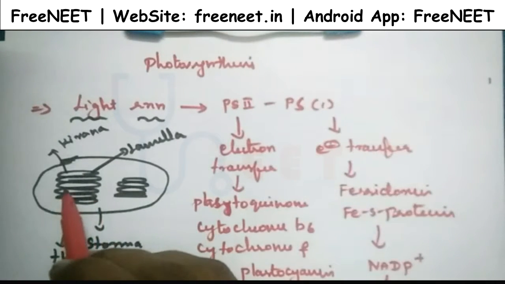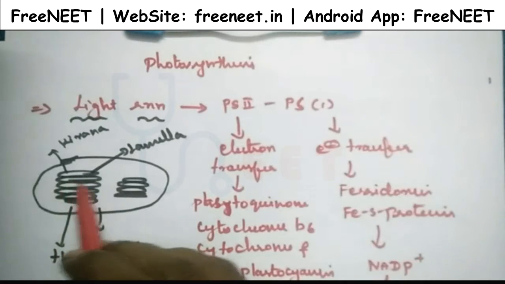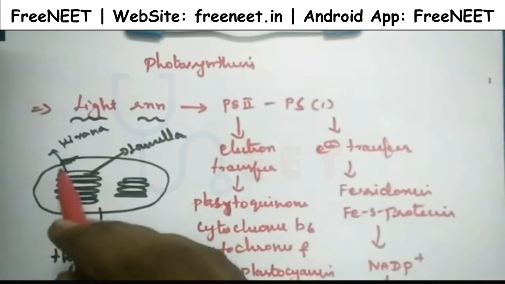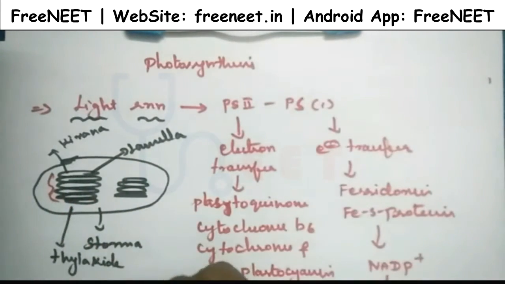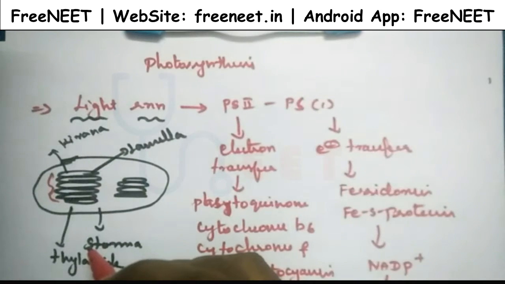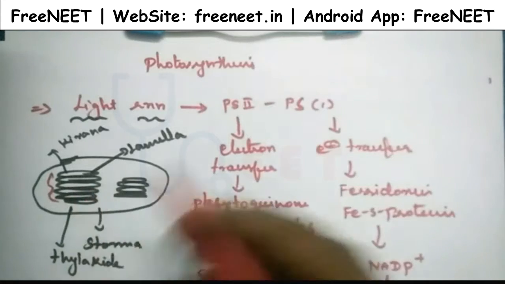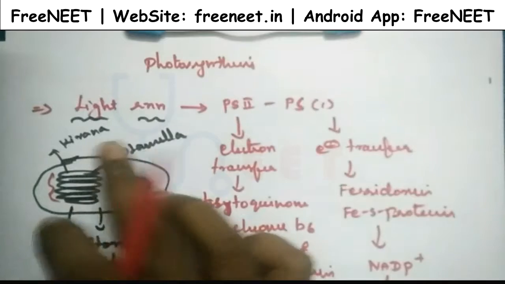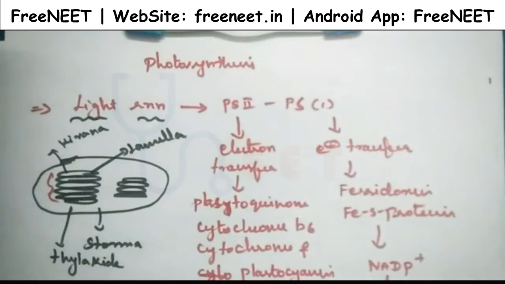Here the number of cell plates are placed. The cell plates are called lamella. The whole cell plates are also called thylakoid. The thylakoid plays a major role to attract the photons. Then the number of thylakoids is also named as Grana.